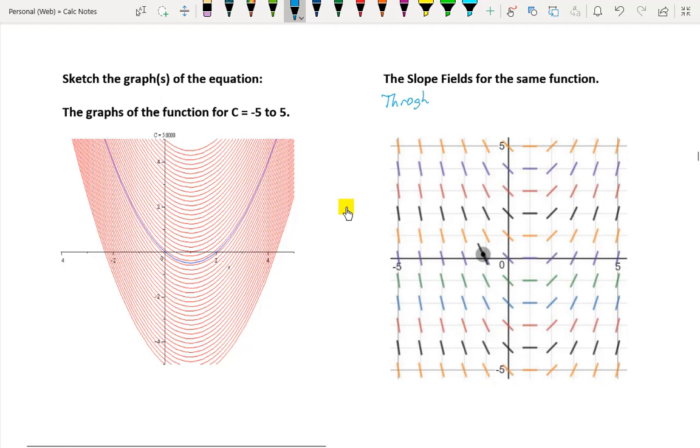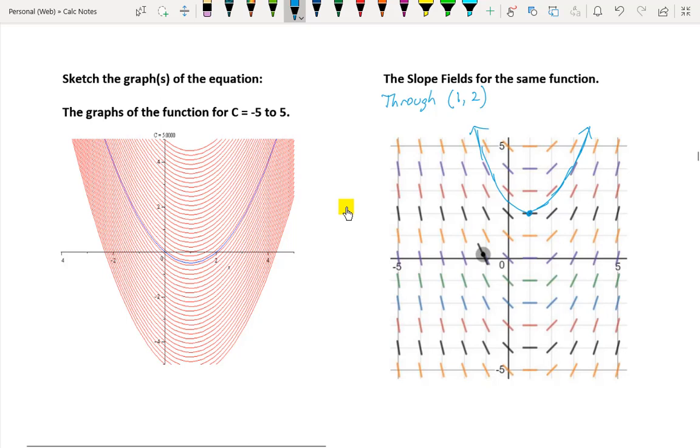let's go through, spelled wrong, T-H-R-O-U-G-H. Okay, so I'm going to go through the point 1, 2. Okay, so if I were to look at the single parabola through the point 1, 2, so here's 1, 2 there, if we were to draw according to this slope field, you can see that this thing would go something like this to the left, and then something like this to the right, and you would see that parabola going through the point 1, 2.